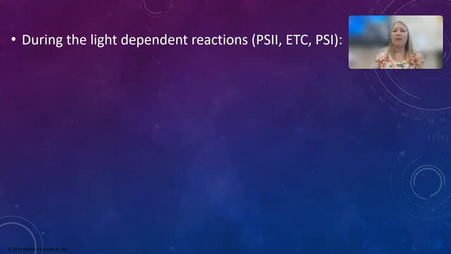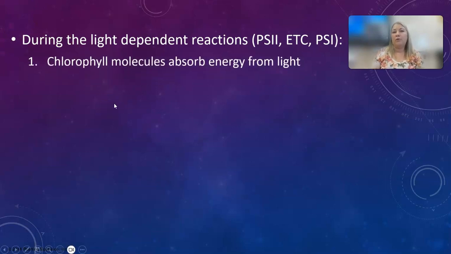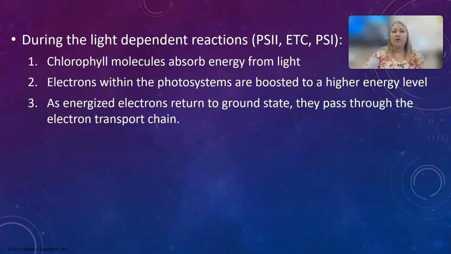So let's talk about what actually happens during these light-dependent reactions. There's 3 steps. We have photosystem 2, we have an electron transport chain that connects them, and then we have photosystem 1. So during photosystem 2, the first thing that happens is that chlorophyll is going to absorb that energy from the light. It's then going to energize electrons. Those electrons are going to return to ground state.